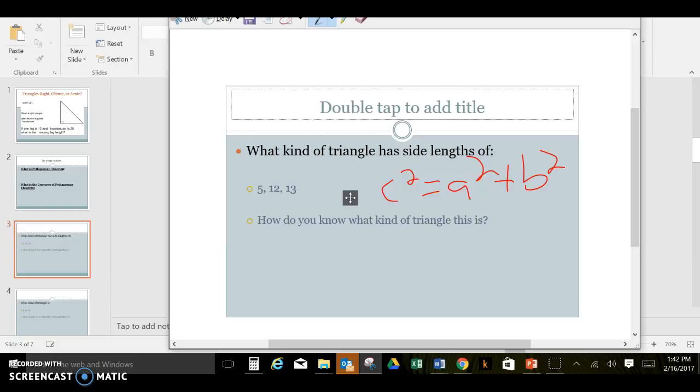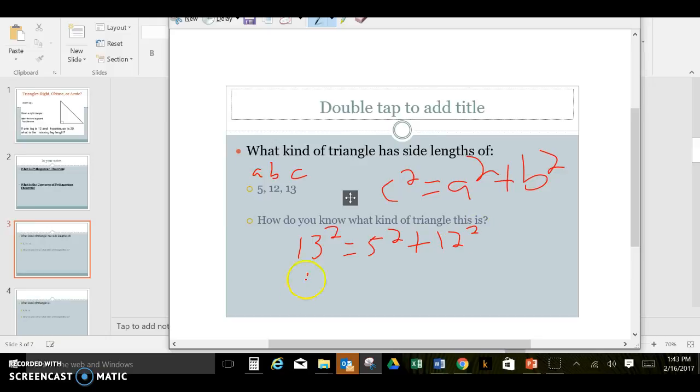So in order to tell that it's a right triangle, though, we have to plug in these numbers in the correct spot. And remember, the longest side is side C. Now, if this was a picture, the longest side would be across from the right angle on a right triangle. So obviously 5 is A, 12 is B, 13 is C. So if I were to write this out now, it would be 13 squared is equal to 5 squared plus 12 squared. And we want to see if this comes out equally.